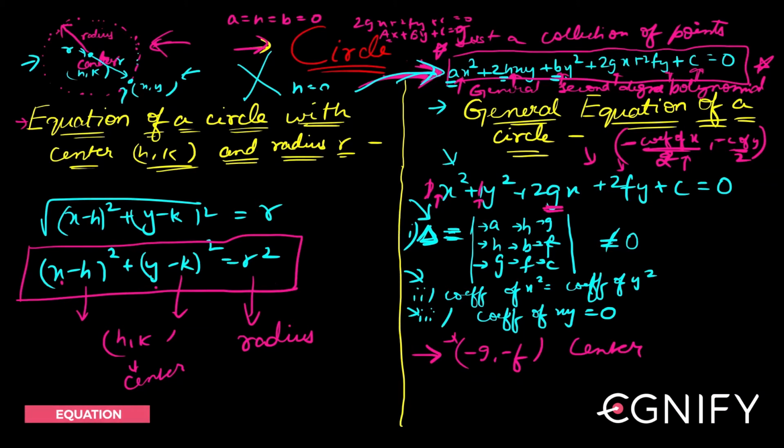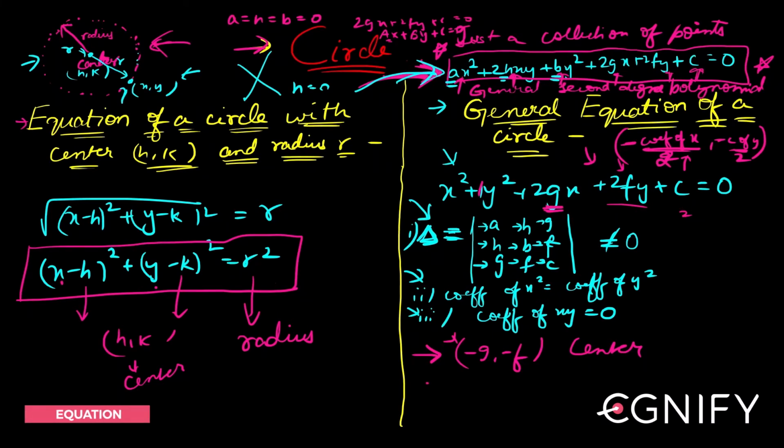Otherwise, if it is something like a 2, then you'll have to divide everything by 2, right? And then make sure that the coefficient of x square and y square is 1. And then find the center, right? So remember, you can say that this minus g comma minus f is basically your center only if your x square and y square coefficients are 1.